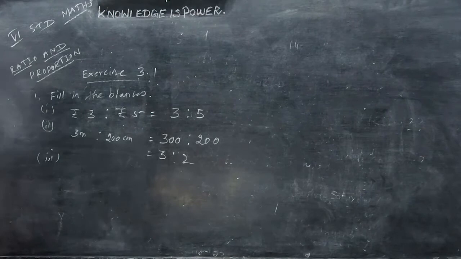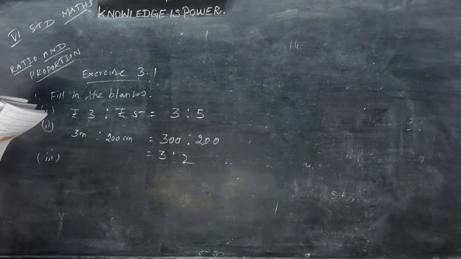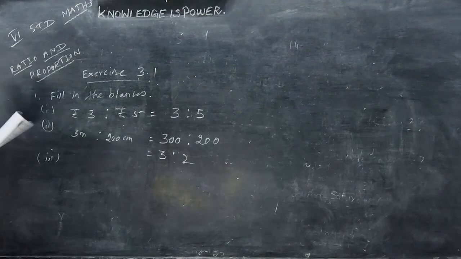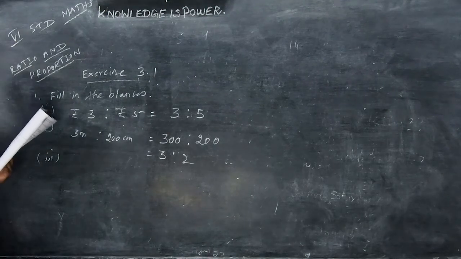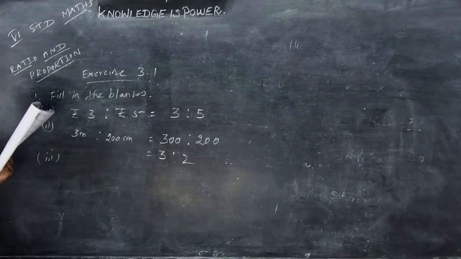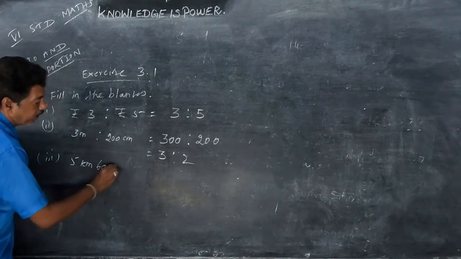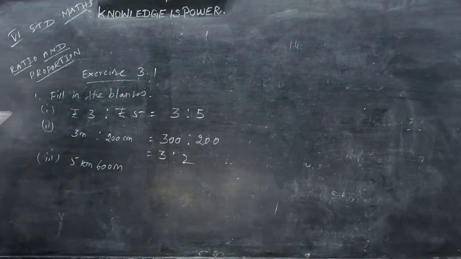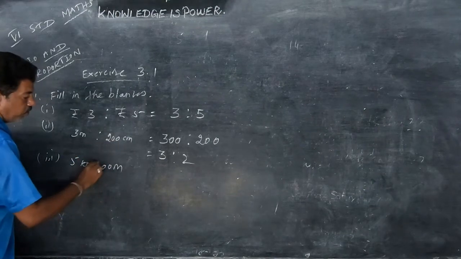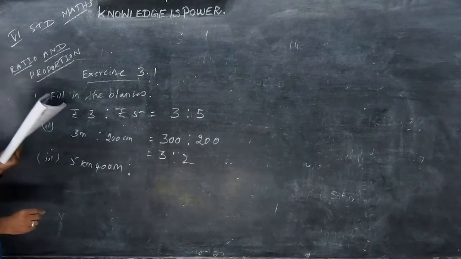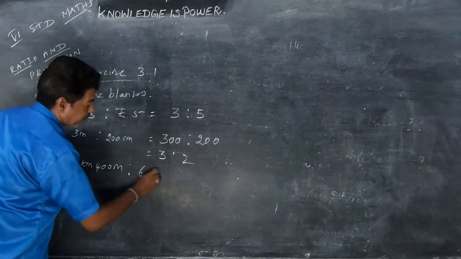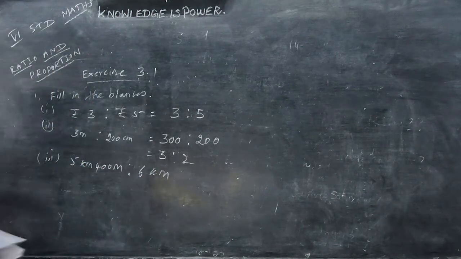Now question number 3, ratio of 5 kilometer 400 meter to 6 kilometer. How do we have to write this in the form of a ratio? One is given as kilometer and meter, another one is given as what? 6 kilometer. So 5 km 400 m is to what they are given, 6 km. Now we have to convert it to equal.